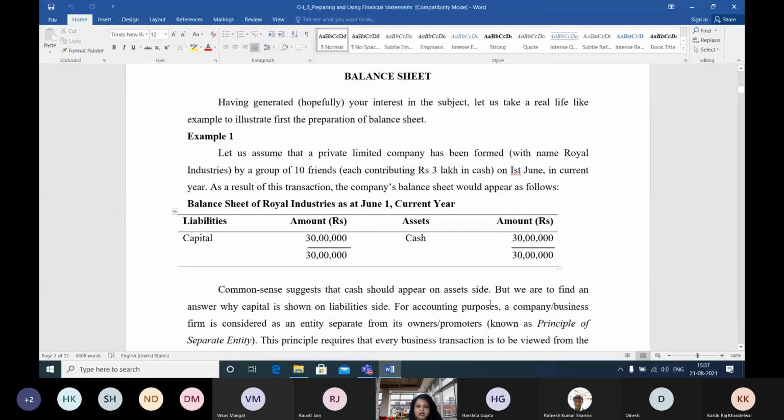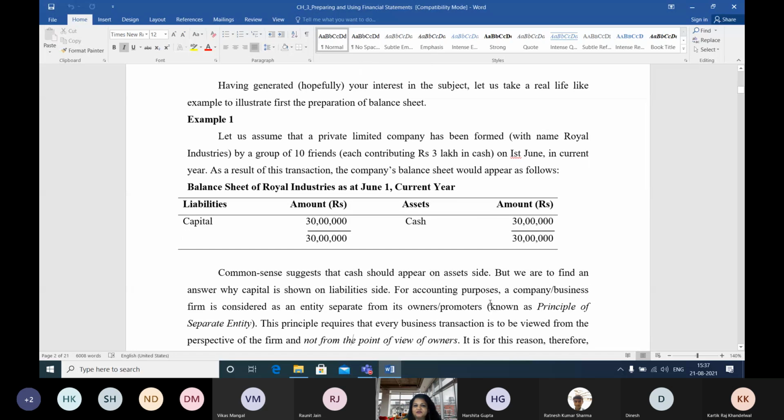Now let us look at this first example. Let us assume that a private limited company has been formed. This is the first time that a company has been created. We were talking about different forms of business organization, and I told you that the company is the most popular form of business organization, especially if you have a product or service in mind, because this is the only form that allows you to scale up exponentially.